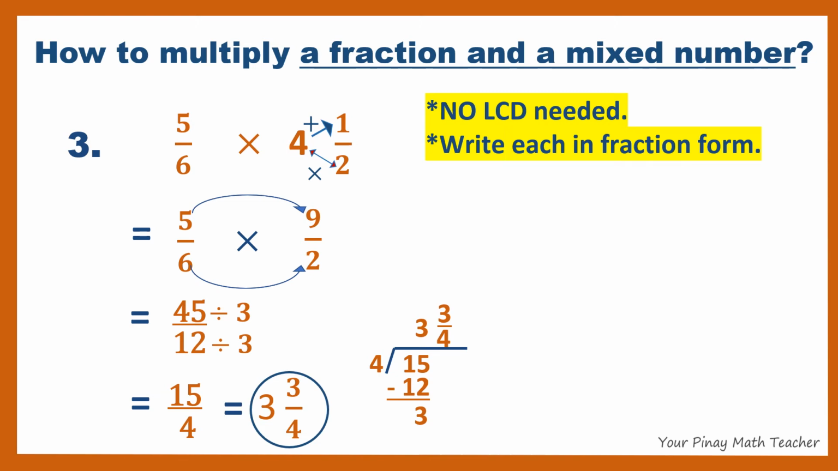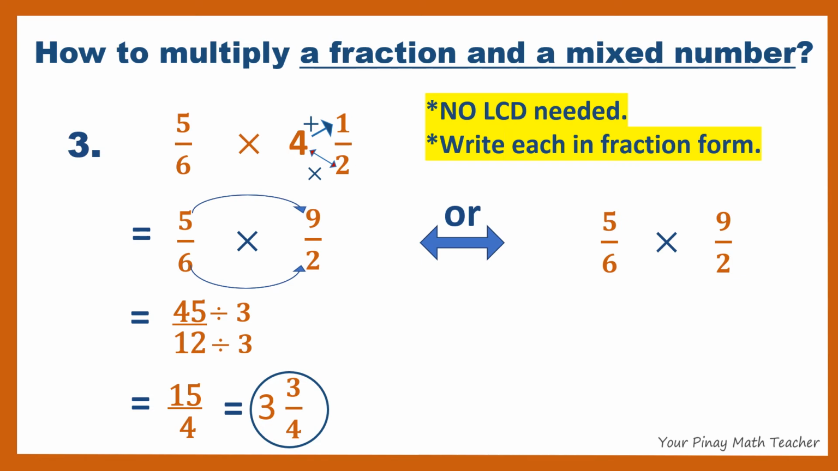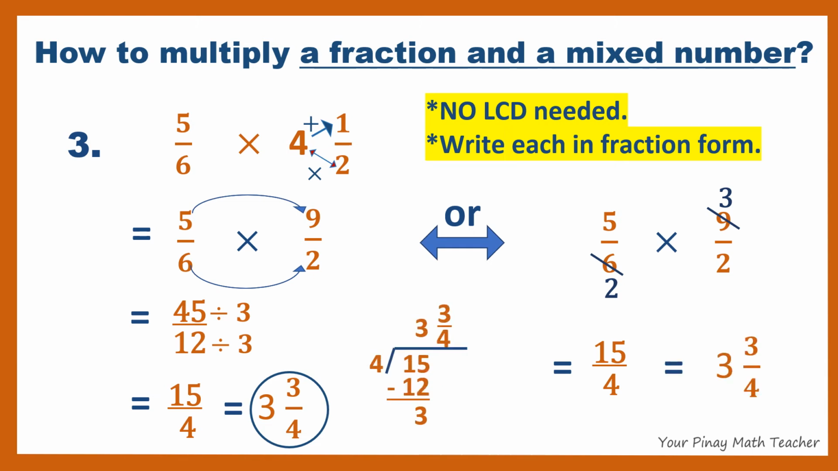Another way of getting 3 and 3/4 is to reduce first a numerator 9 and denominator 6. Both can be reduced by 3, so we have 2 here, and then 9 divided by 3, we get 3. So 5 times 3, 15. 2 times 2, we get 4. Again, since it's improper, change it to a mixed number. So it gives us an answer of 3 and 3/4.